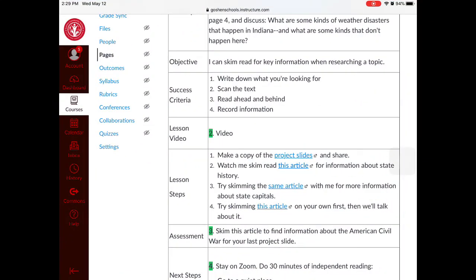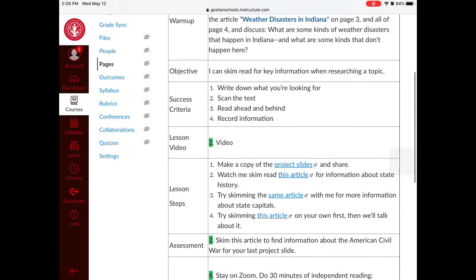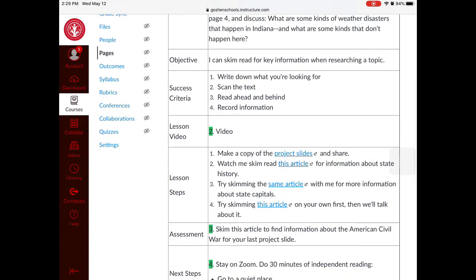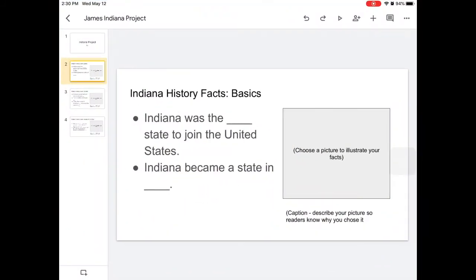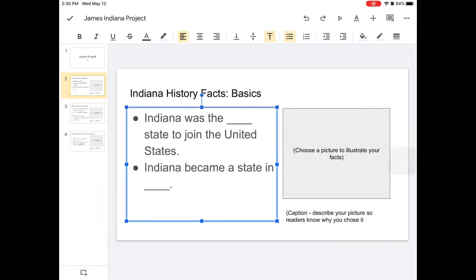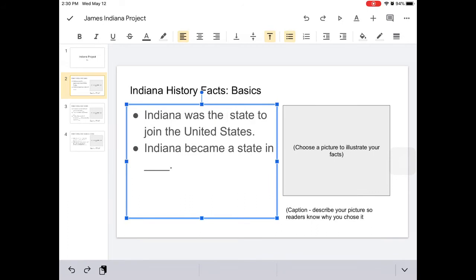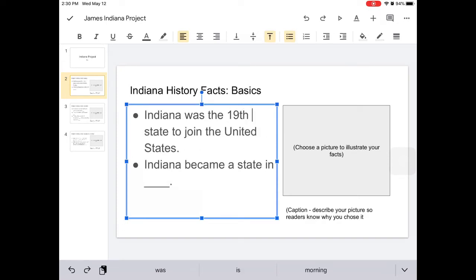So I followed my instructions. Write down what I'm looking for, scan the text, read in ahead and behind, and record information. Record information means I'm going to actually put it into my project. When you look at the project today, you will see what I recorded for you. Indiana was the 19th state to join the United States. Indiana became a state in 1816. Done. Okay, so that's what it looks like.